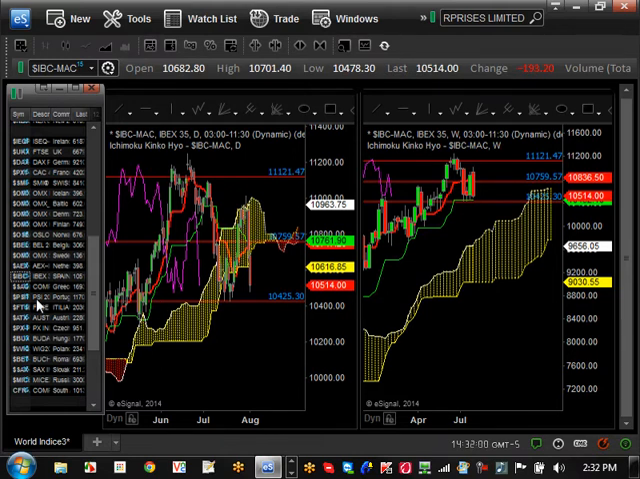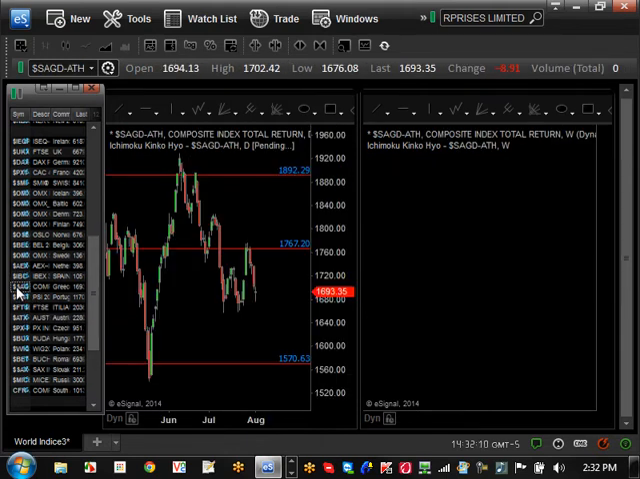Until we break that, we're not going to know what's going to happen. If we break the resistance, we're going to keep that bullish trend going to the topside. If we break the support, we're going to go for its first major pullback after the trend.